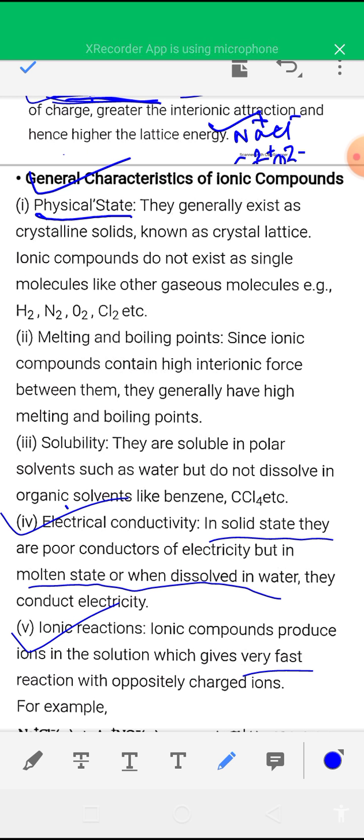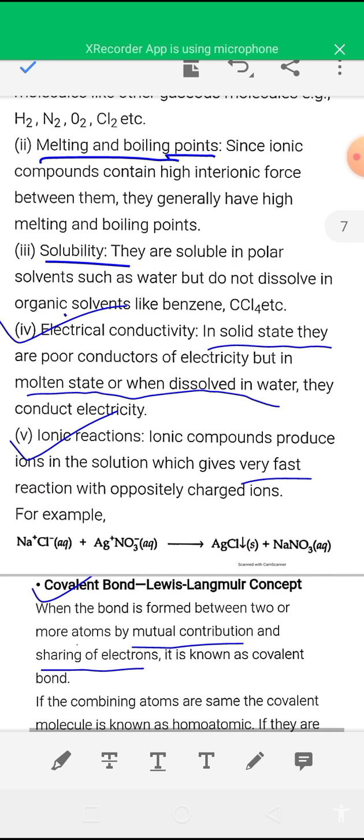That's why for ionic compounds, instead of molecular weight, the term formula weight is used. And the next characteristic is melting point and boiling point. As ionic compounds are solid in nature, their melting point and boiling point are very high. Solubility: they are soluble in polar solvents like water.